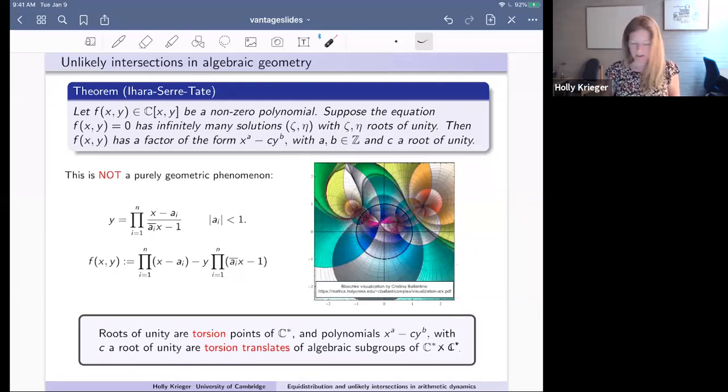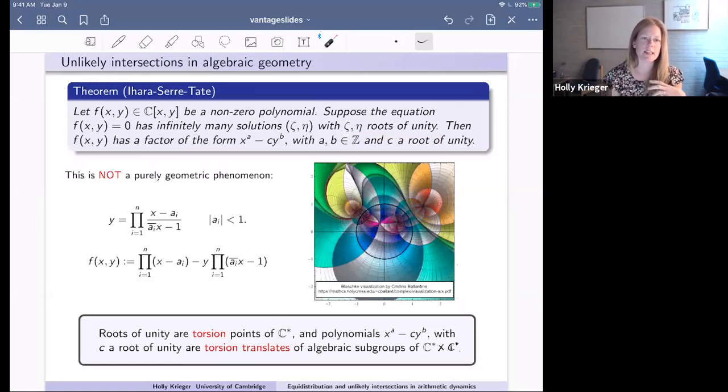Okay, so now that the generalities are out of the way, let me give you a basic illustration of a prototype theorem here, which is a theorem of Ihara, Serre, and Tate answering a question of Lang's. This is from the 60s. The statement is the following. Suppose that we have a non-zero polynomial, which I'm calling f of x, y, in two variables over the complex numbers, and we'll assume that that polynomial has infinitely many solutions (zeta, eta) with both coordinates roots of unity.